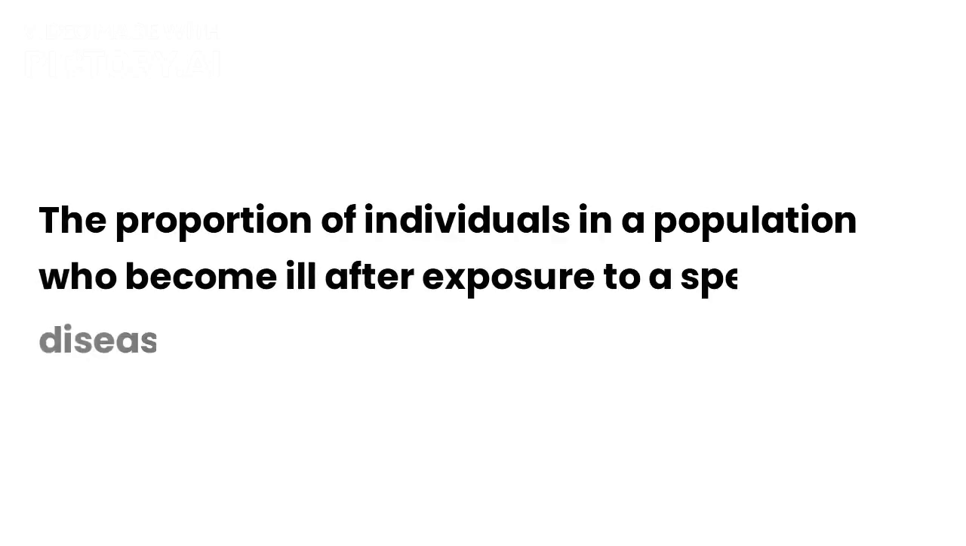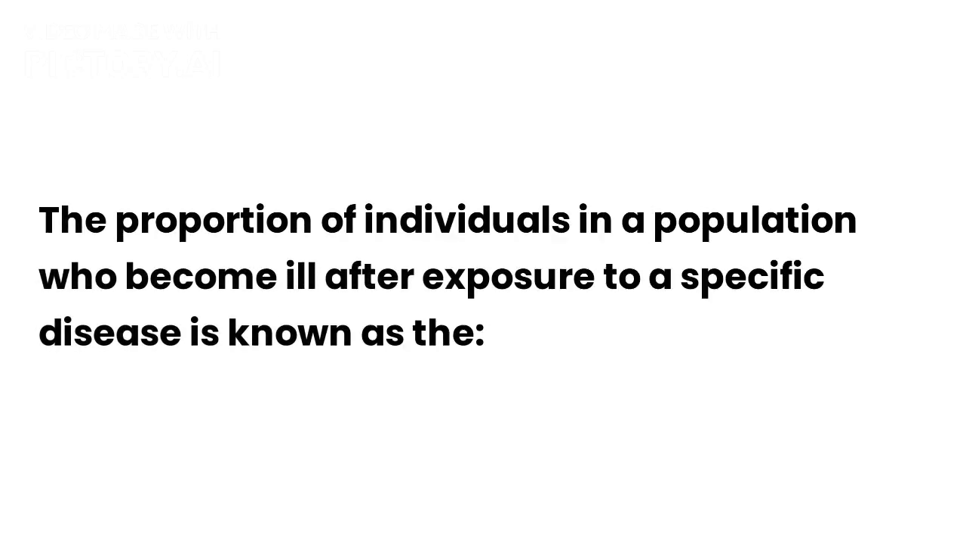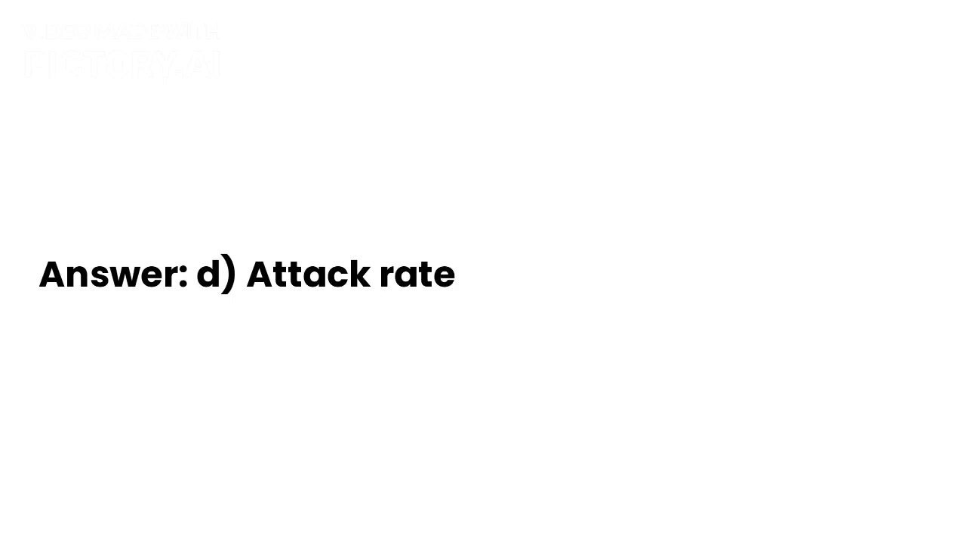17. The proportion of individuals in a population who become ill after exposure to a specific disease is known as the A. incidence rate. B. prevalence rate. C. mortality rate. D. attack rate. Answer: D. attack rate.